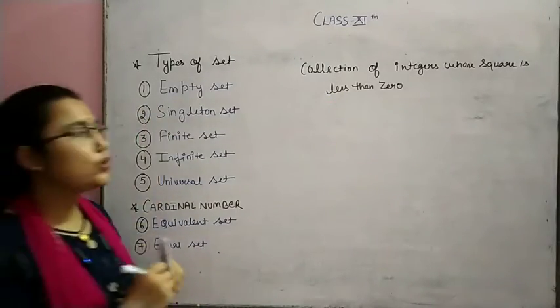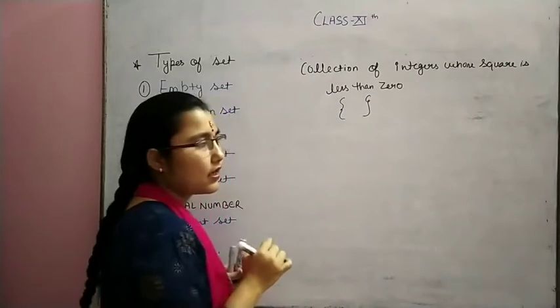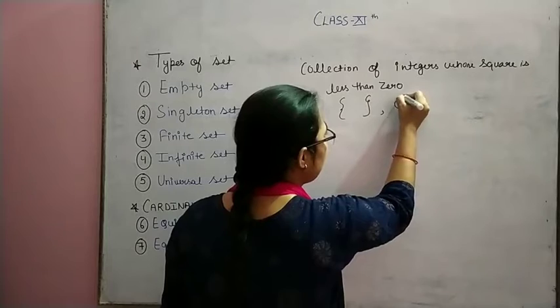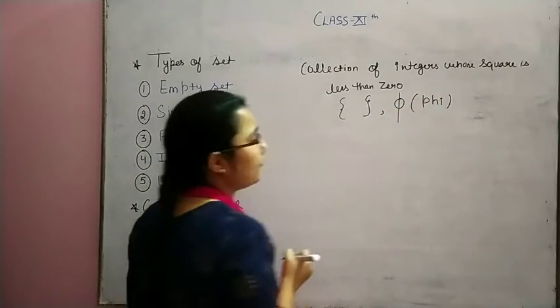The empty set is denoted by this symbol, phi. This is a Greek alphabet.